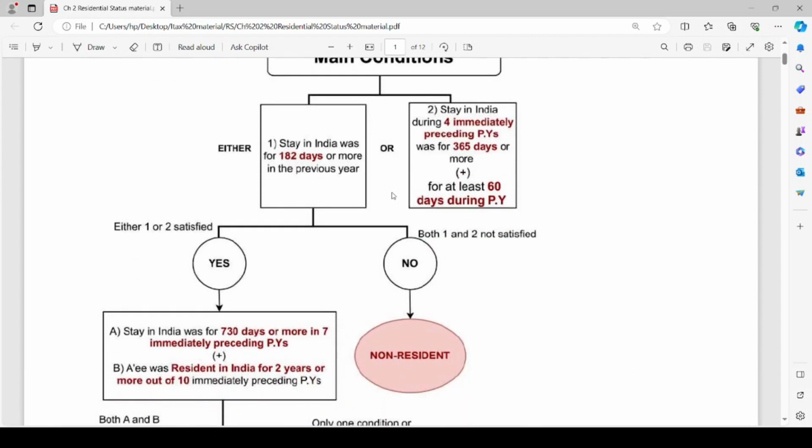If any one of the main conditions, that is either condition number 1 or condition number 2, is satisfied, then we will head to additional conditions to determine the residential status of the individual.